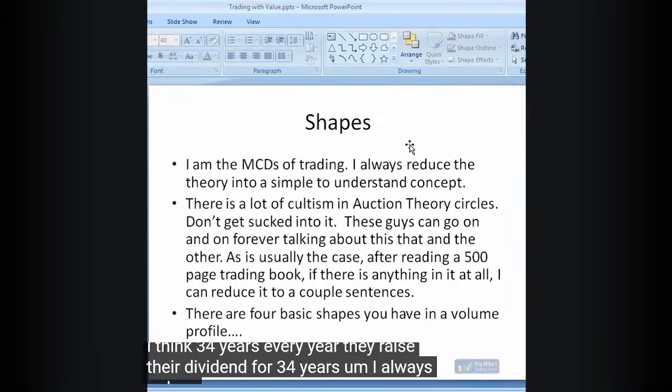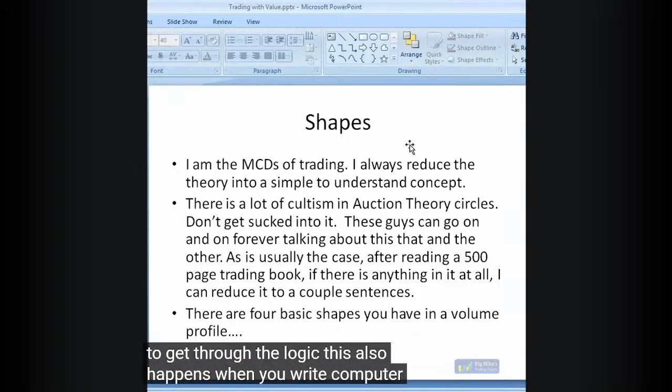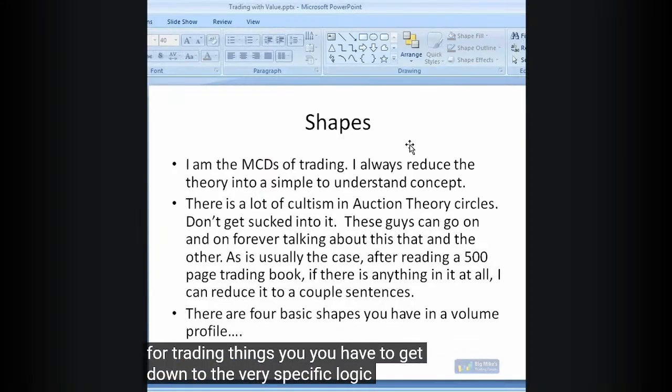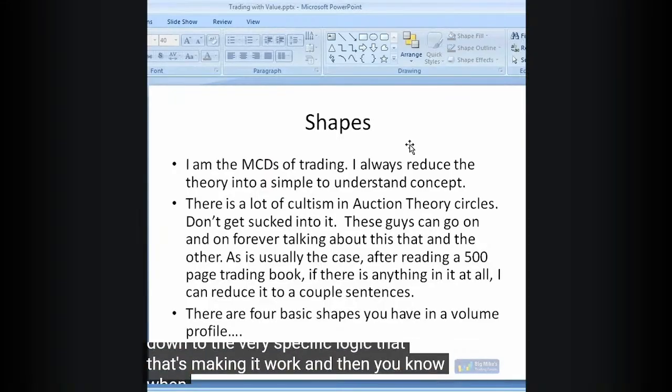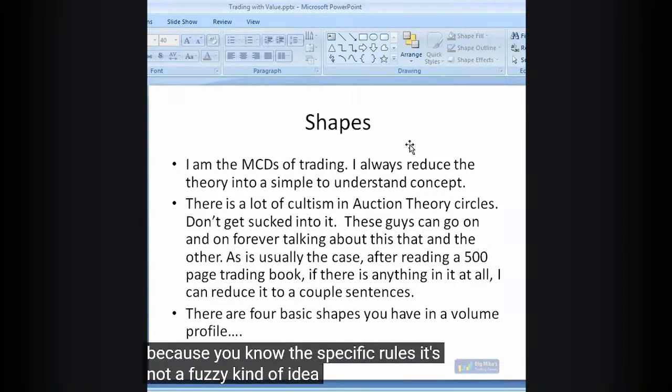I always reduce the theory to a simple to understand concept. And when you're able to get through the logic, this also happens when you write computer programs for trading things. You have to get down to the very specific logic that's making it work. And then you know when it's doing it or not doing it because you know the specific rules. It's not a fuzzy kind of idea in there.